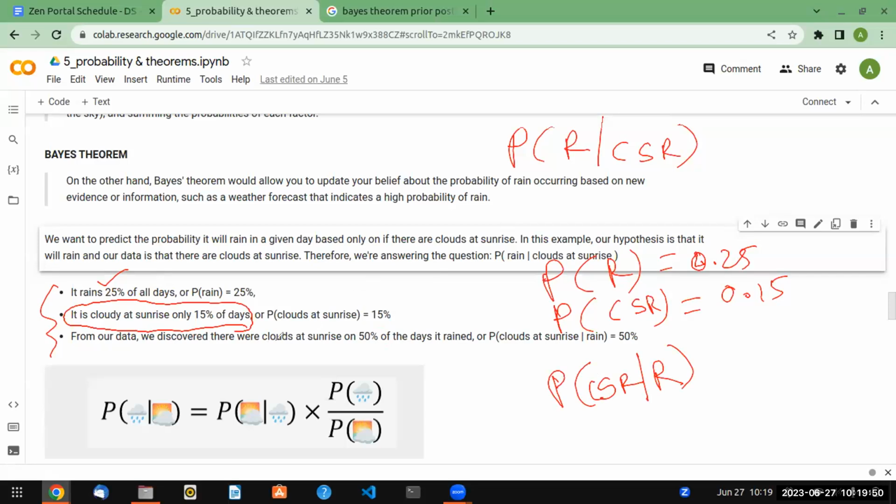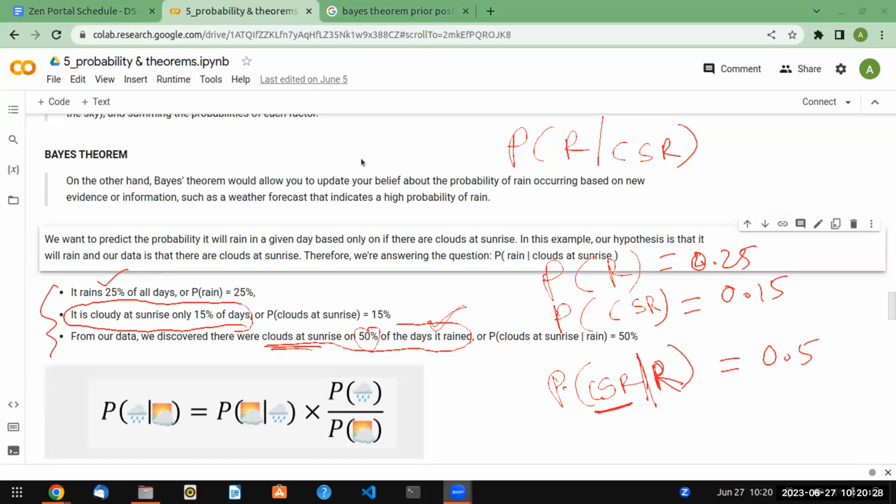Try to understand. Clouds at sunrise on 50% of days it rained. That means it rained has already happened, which is the right side of the pipe. The probability of clouds at sunrise is 50% when the evidence is that it rained. That means the probability of cloud during sunrise given rain has already happened. So this value is now 0.5.